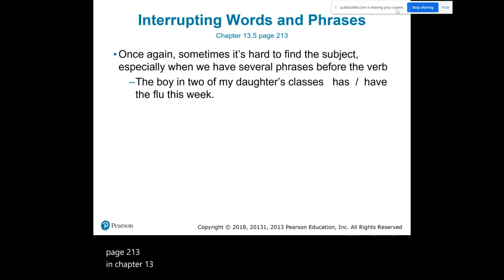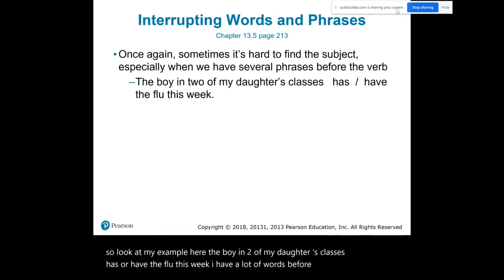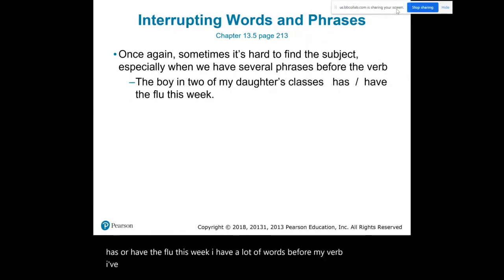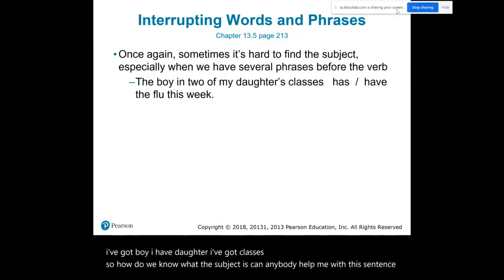Okay, so once again, sometimes it's hard to find a subject, especially when we have several phrases before the verb. So look at my example here. The boy in 2 of my daughter's classes has or have the flu this week. I have a lot of words before my verb. I've got boy, I have daughter, I've got classes. So how do we know what the subject is? Can anybody help me with this sentence? What is the subject?